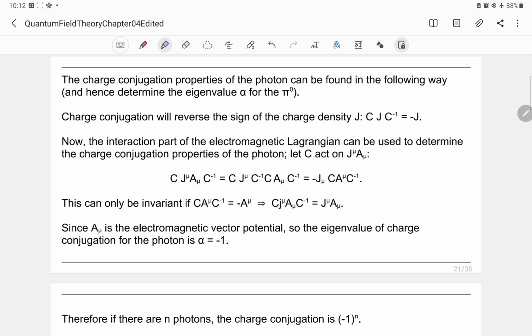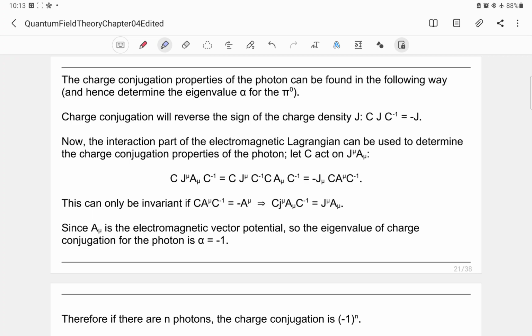But for a particle called the photon, a particle of light, the charge conjugation property is a little bit tricky, but we can follow this process here, and we'll be able to get how the charge conjugation goes with production of photons in an interaction.